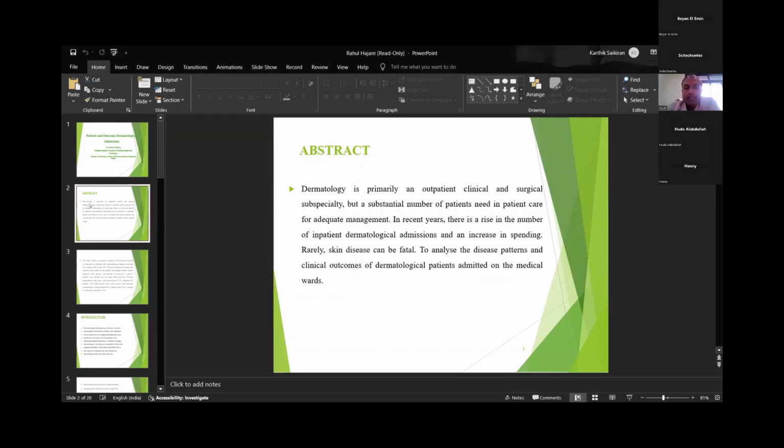First of all, I would like to introduce the abstract. Dermatology is primarily an outpatient clinical and surgical super specialty, but a substantial number of patients need inpatient care for adequate management. In recent years, there is a rise in the number of inpatient dermatological admissions. That is an important issue and increases spending. Rarely, skin disease can be fatal. The aim is to analyze the disease pattern and clinical outcome of dermatological patients admitted in medical wards.